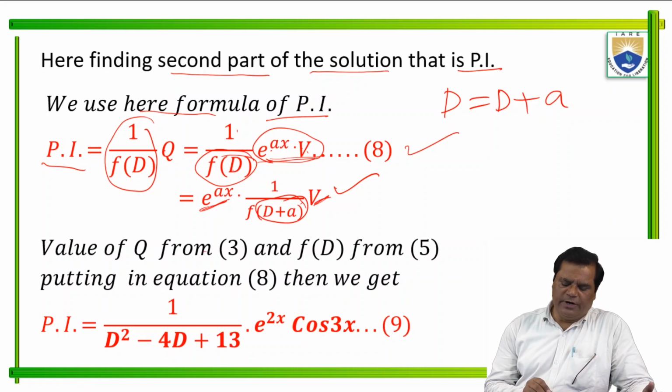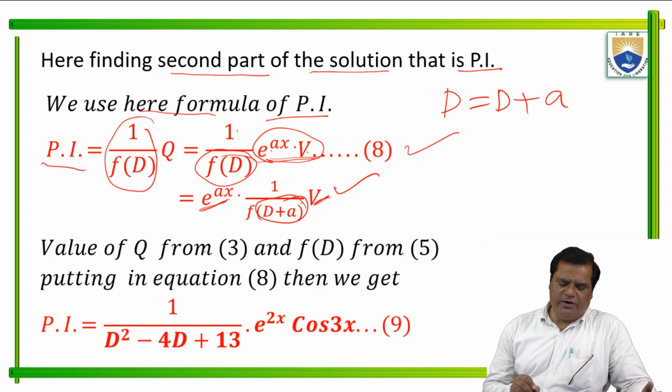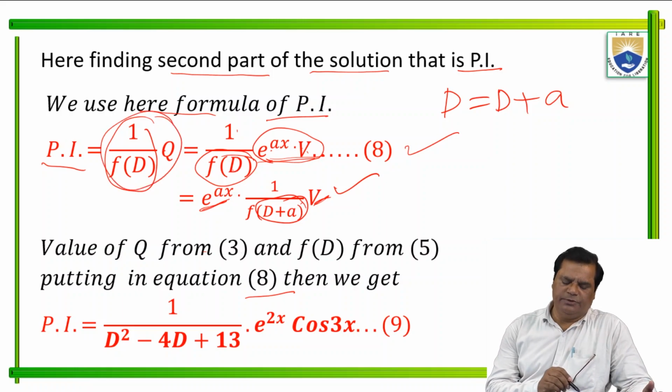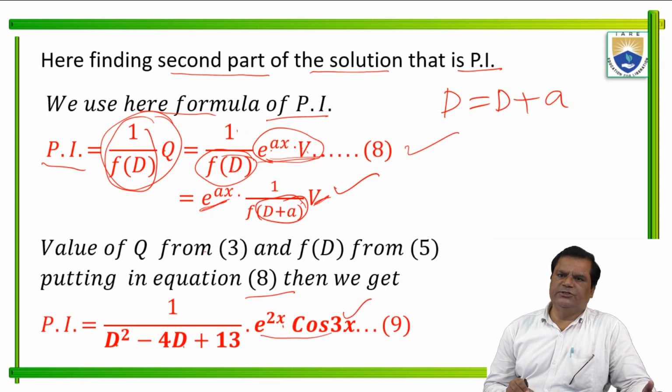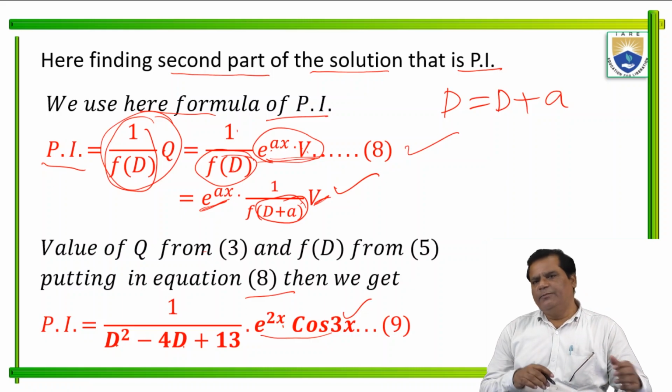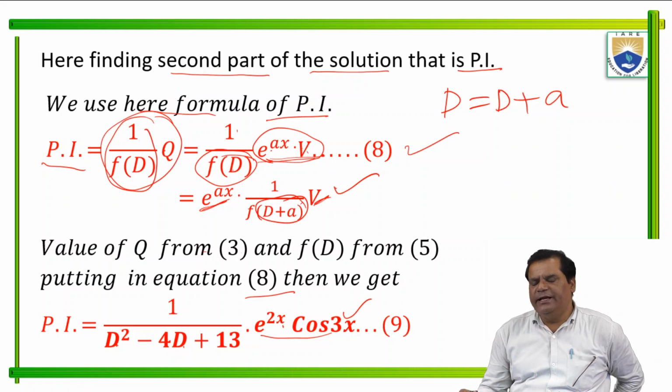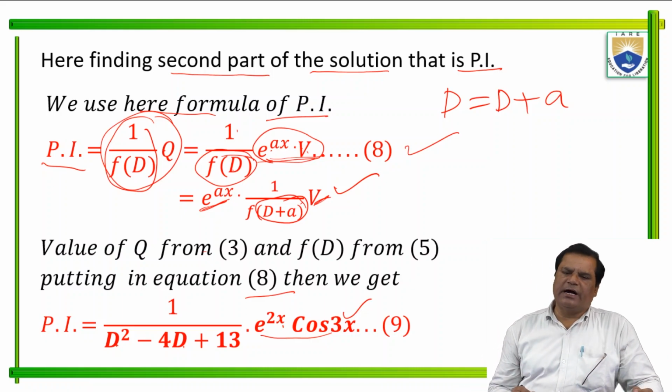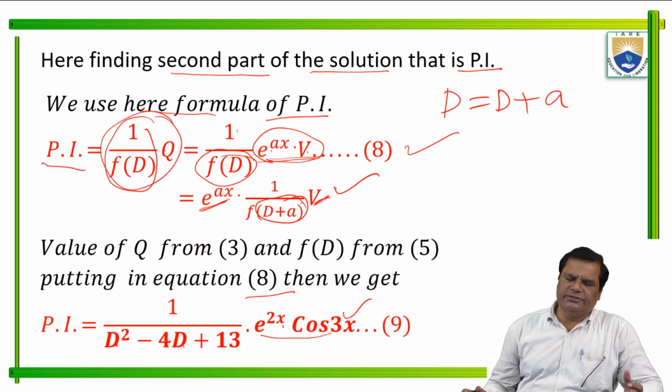So the value of Q from 3 and f(D) from 5, putting in equation 8. Here f(D) is D square minus 4D plus 13, and Q is e to the power 2x into cos 3x. One problem is based on sin bx and the second problem is based on cos bx. So these two problems are based on case 6, with different trigonometrical functions, sin bx or cos bx.